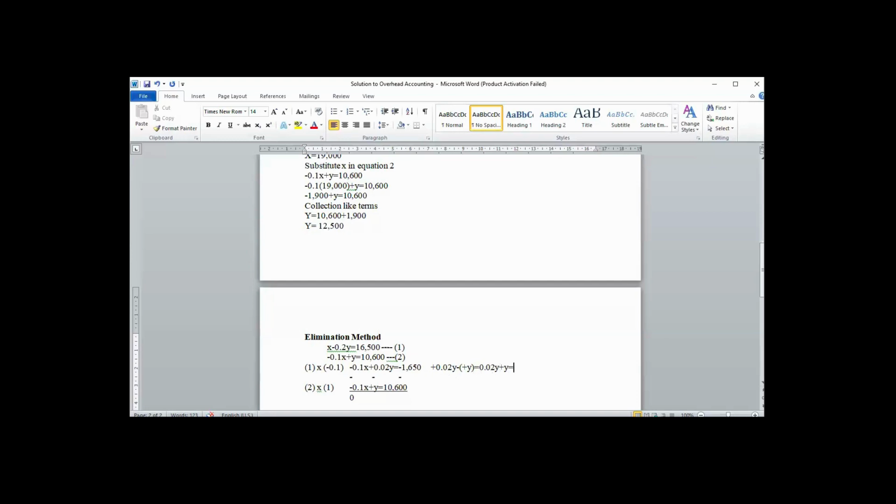Minus. This one will be minus. Will now be 0.2y minus 1. What's your answer? Minus 1. Abi? Yes, so that's minus 0.8. Will now be minus 0.8y.